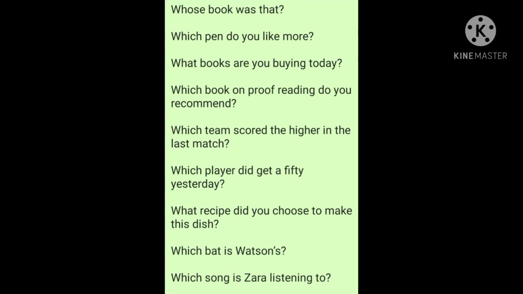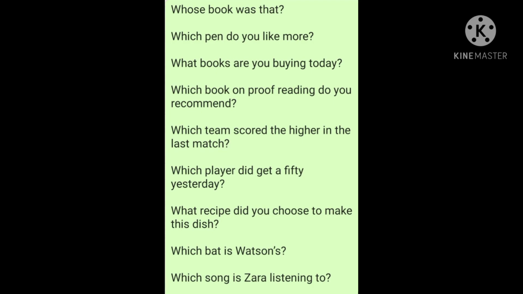In the first sentence, whose book was that? The subject of this sentence is book, and before book there is a WH word, whose, hence qualifying the noun book and becoming an adjective. Second sentence, which pen do you like more? Which becomes an interrogative adjective as it is situated before a noun, pen, and qualifying it. In the third sentence, what books are you buying today? What becomes an interrogative adjective. Similarly, in the rest of the sentences also, which and what become interrogative adjectives because every single time they are used before a noun and qualifying the noun.